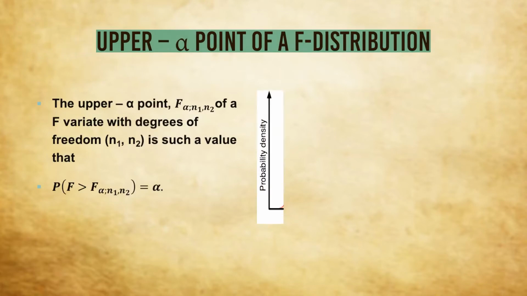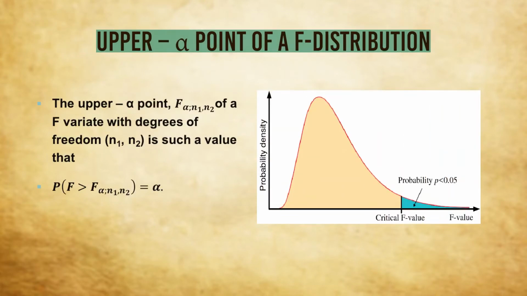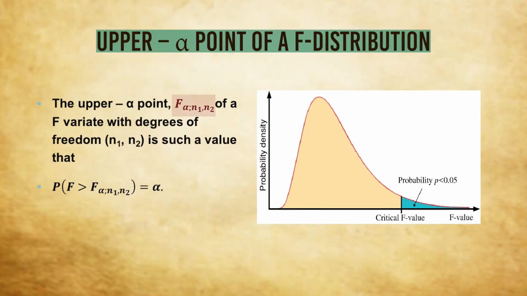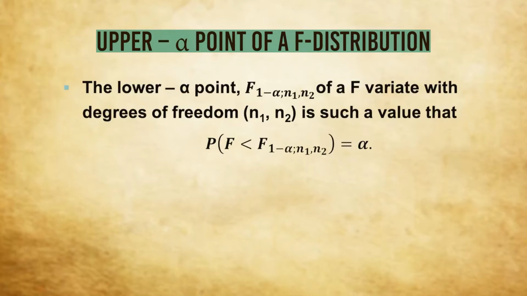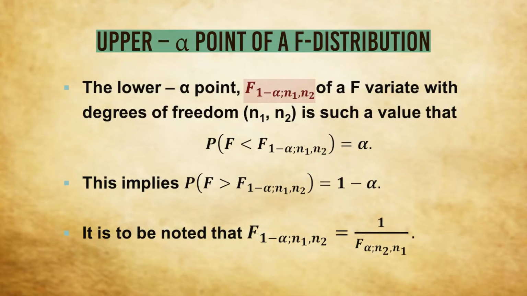Similar to the T distribution, the upper alpha point is such a point that the probability to the right-hand side of it is alpha. The only difference is that T has got 1 degree of freedom as we mentioned earlier, but F has got 2 degrees of freedom. So it is denoted as you can see on your screen, F alpha n1 n2, and the probability that F will be greater than F alpha n1 n2 is equal to alpha. Similarly, one can define the lower alpha point of a F distribution. It is such a value that probability F less than that value is alpha. Now we denote it by F1 minus alpha n1 n2.